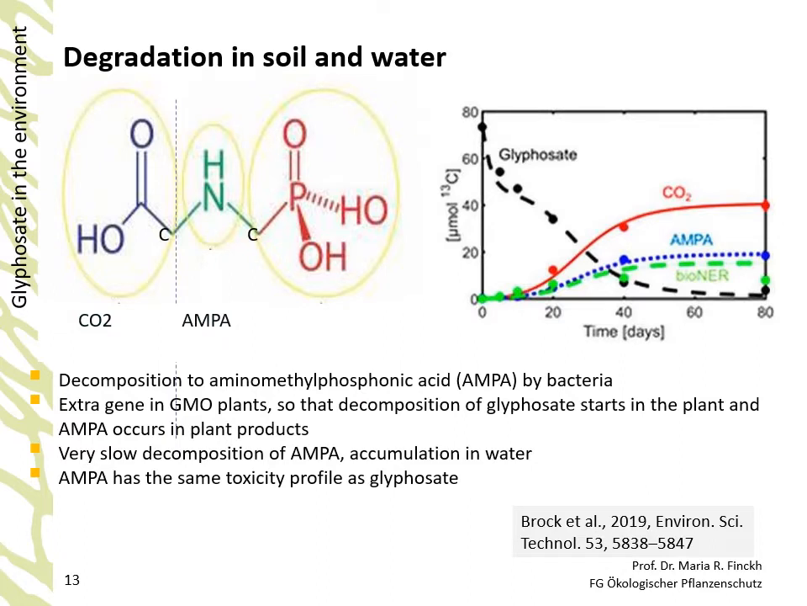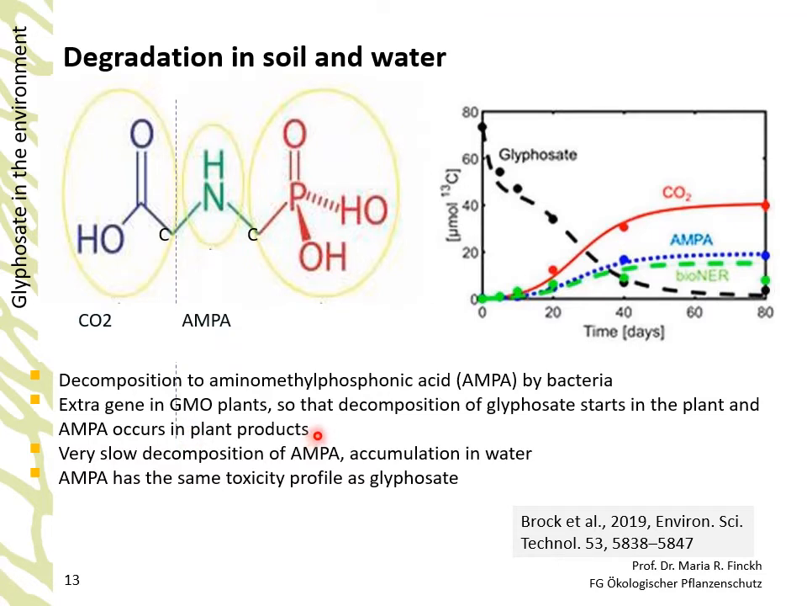In soil and water, glyphosate is degraded to AMPA. We have here the whole glyphosate. Here you get CO2, and this is cut off, and it is AMPA. This is done by bacteria. In genetically modified plants, there's an extra gene so that the decomposition of glyphosate starts in the plant, and AMPA is being released from the plants into the ground.